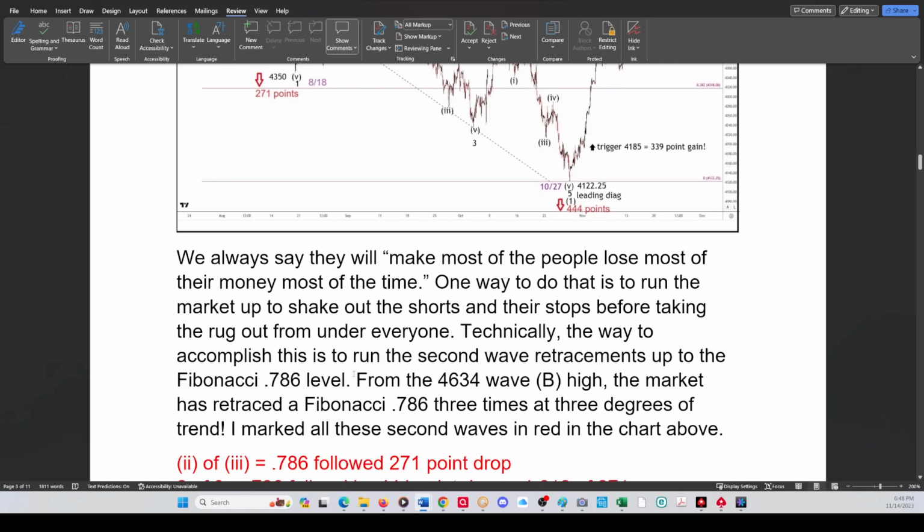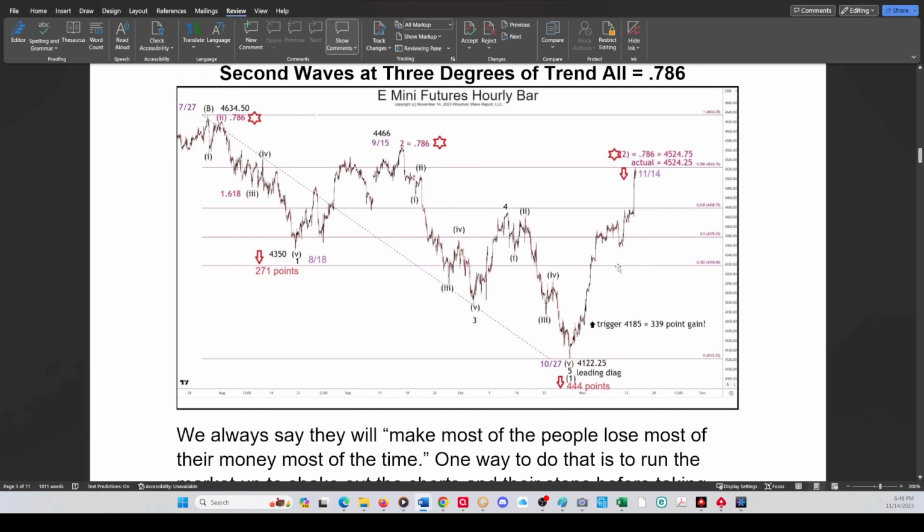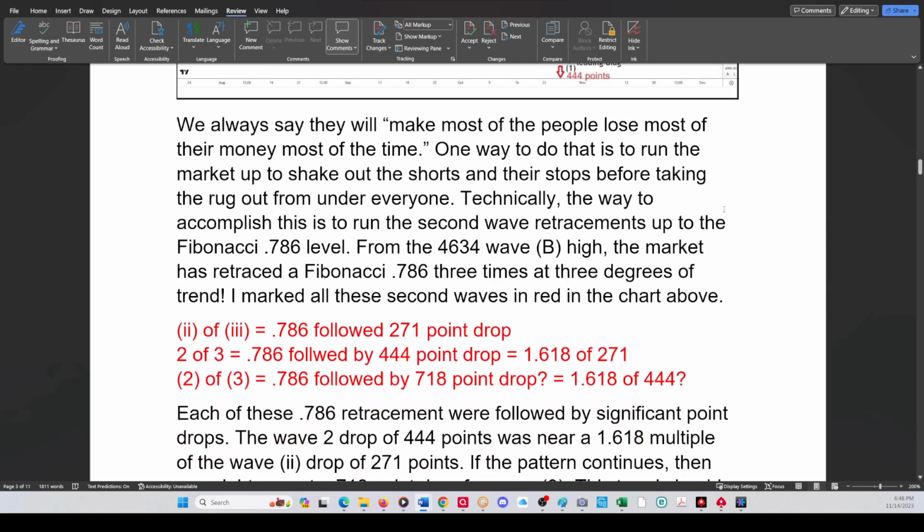And we can see those retracements that I just showed you. There's at least 3 of them at 3 different degrees of trend that did a 786. 1 up here with the B, 2 up here with the 44.66, and 3 right here at the 11.14 high. This one was followed by a 271 point drop. The second one here was a 444 point drop, which is roughly a 1.618 multiple of 271.